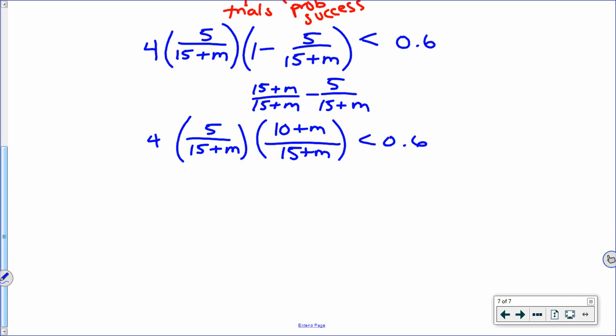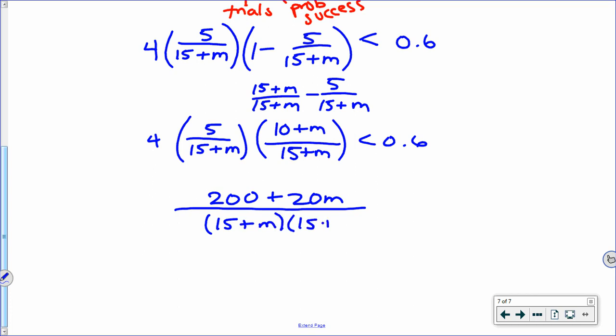It's just 4 times 5, which is 20, and 20 multiplied by 10 plus M, which is going to be 200 plus 20M on the top. On the bottom, if I'm trying to do 15 plus M times 15 plus M, I would want to FOIL it out. Or I can leave it written like this for now. So I can see that now I have a nice little fraction, less than 0.6. I could move that denominator over to the right side by multiplication and FOIL while I'm at it.